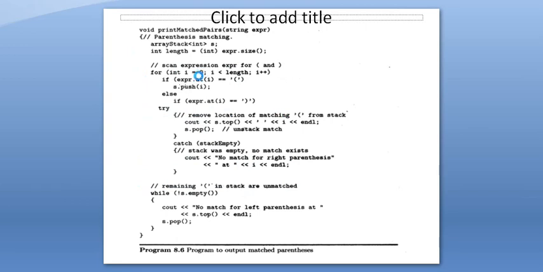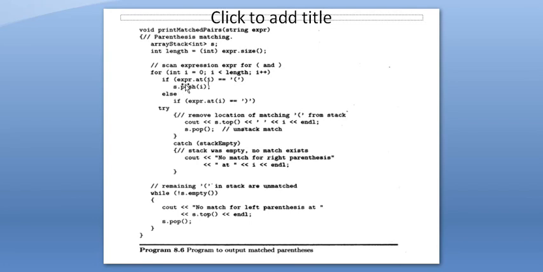For this example, the length is 9 and we scan all characters in this expression. So for int i equal to 0, i less than length, i plus plus. First we check the occurrence of a left parenthesis: if expression dot at of i. What is this dot at of i? This is vector based notation, just think as if the expression is scanned element wise.